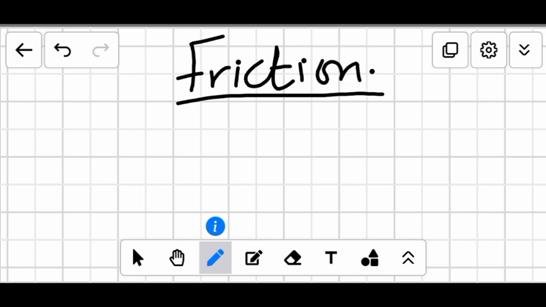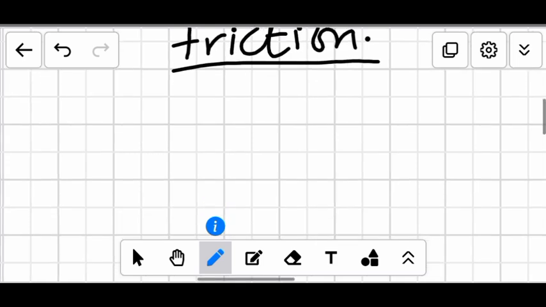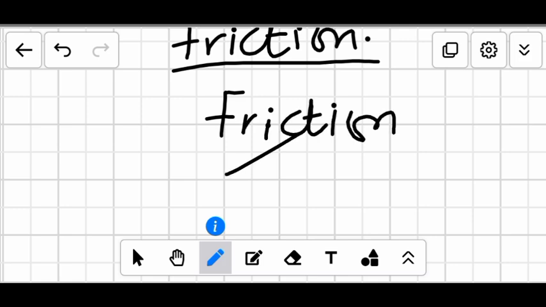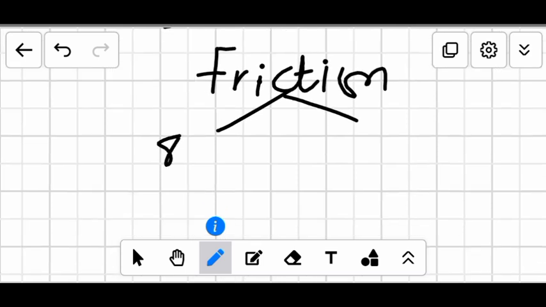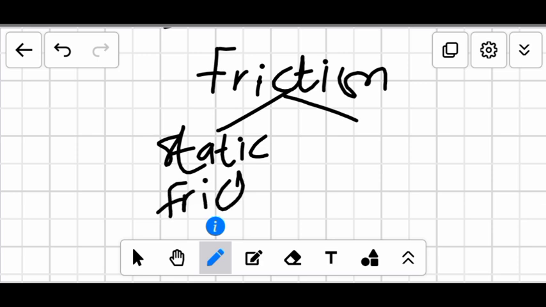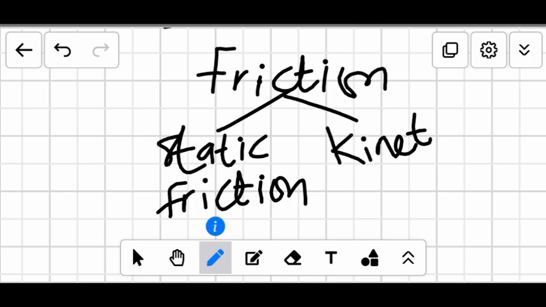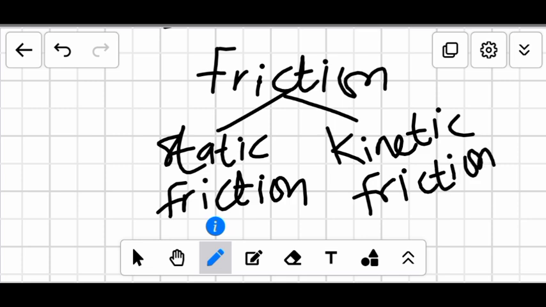Now we want to talk about the two types of frictional force. Frictional force, or friction, is divided into two parts. We have the static friction, which can also be called limiting friction. Then we have the kinetic friction, which you can also call dynamic friction.